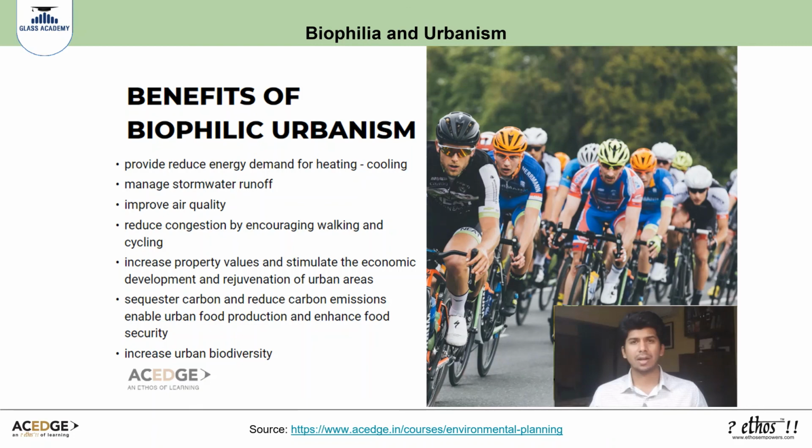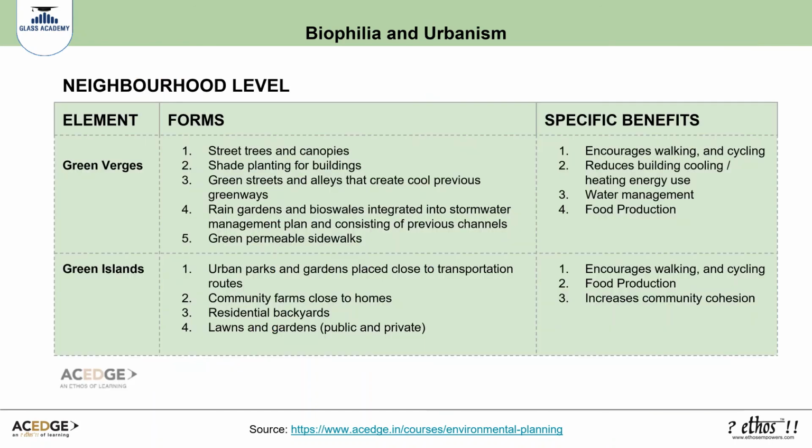They reduce energy demand for heating and cooling, manage stormwater runoff, reduce congestion by encouraging walking and cycling, increase property values and stimulate the economic development and rejuvenation of urban areas, sequester carbon and reduce carbon emissions, enable urban food production and enhance food security, and increase urban biodiversity. These elements are to be considered on a neighborhood level.